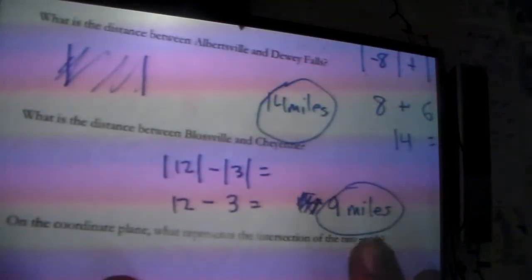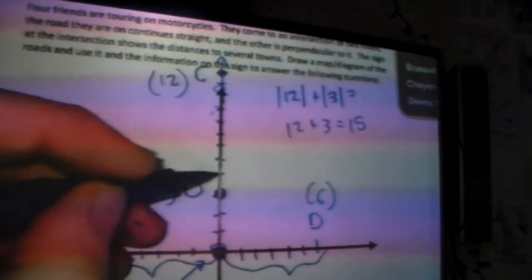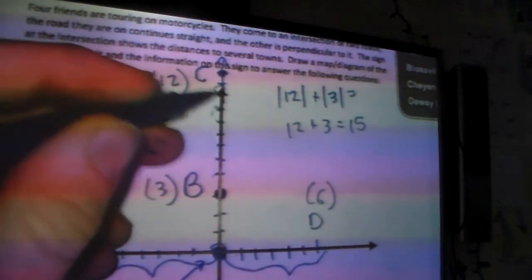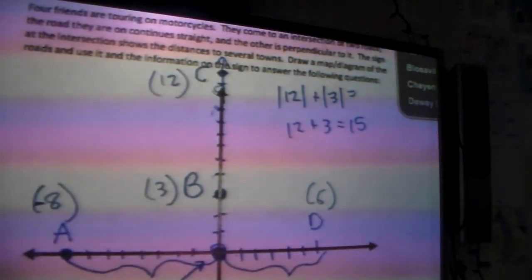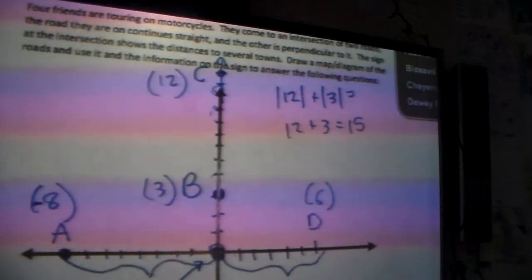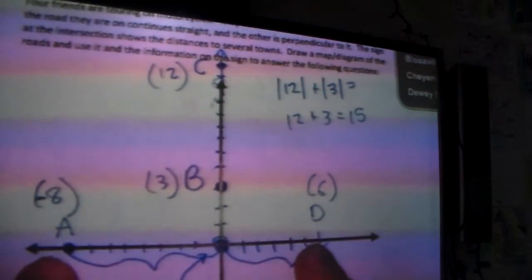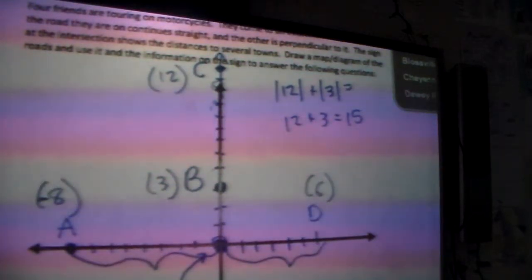Again, you can go back and double check with your number line and make sure. You wouldn't want to make a silly mistake. 1, 2, 3, 4, 5, 6, 7, 8, 9. They're clearly 9 apart, not 15. So you have to watch out. Are they on the same side? If so, subtract them. If they're on different sides, go ahead and add those distances together.